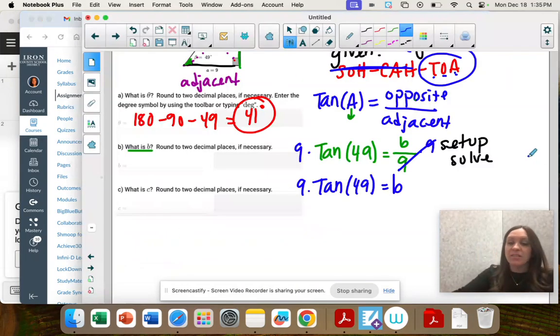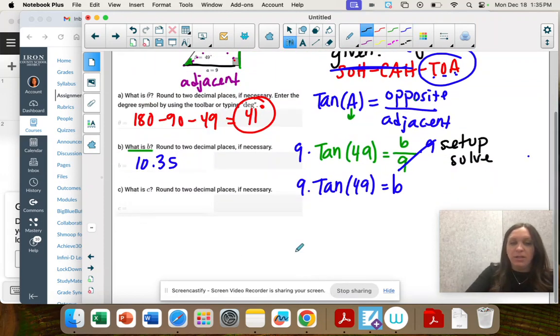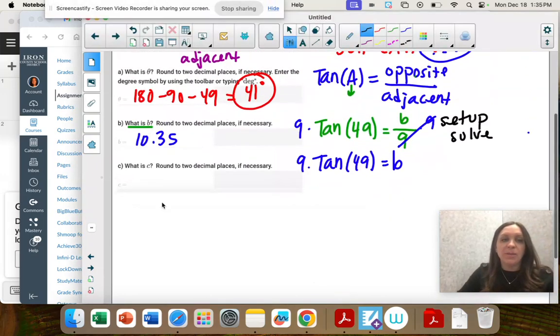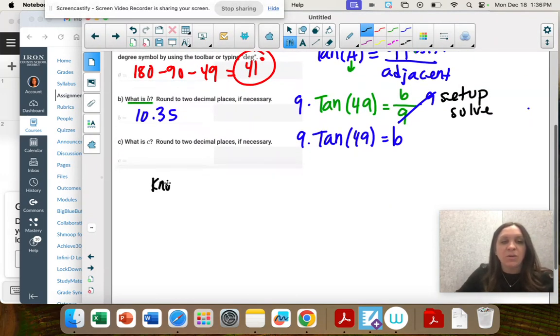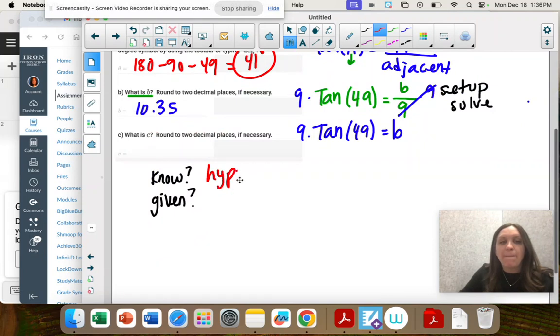Okay, now I'm going to find C. And I'm going to go back here and use the same reference angle. And I'm just going to give myself a little more room here. And I'm going to ask myself the same questions. What are you trying to find? What do you want to know? And what are you given? So side C, we want to know the hypotenuse, and we're given the adjacent.